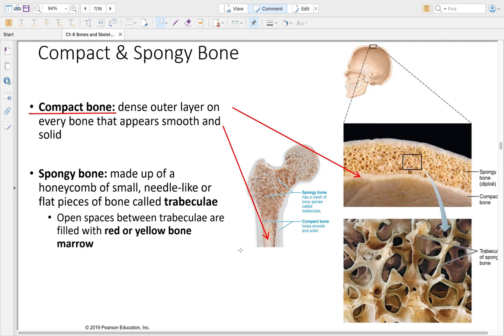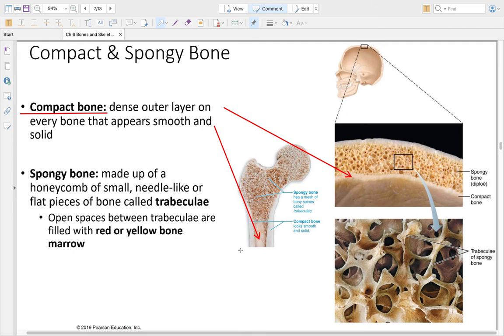Okay, now spongy bone, think of a sponge. Sponges have little holes in them, right? And in fact, spongy bone looks kind of like honeycomb shaped. And basically, what those pieces of honeycomb shaped structures are called, right there, it's called the trabecula of the spongy bone. And see how there's space? This empty space in here? Well, it's not really empty in real life. In fact, it is filled with red or yellow bone marrow, depending on exactly the location of that particular bone. Yellow and red bone marrow is going to be our big player in making new blood cells.